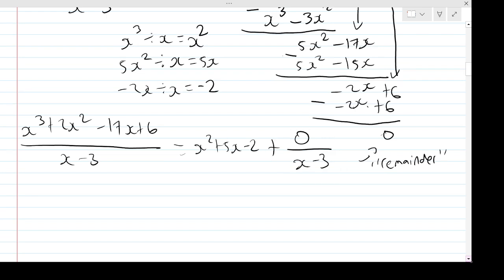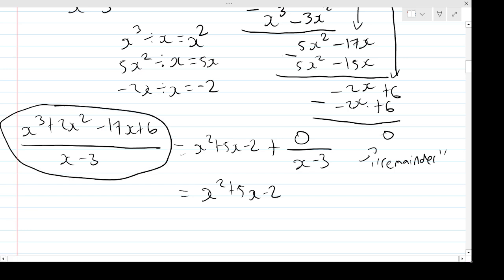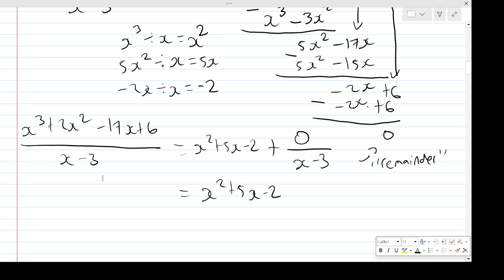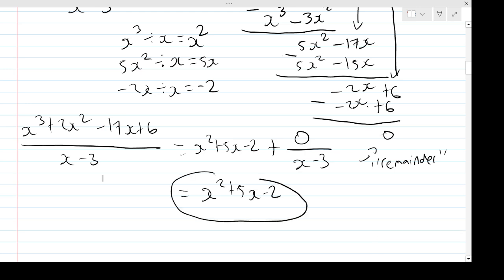So overall, this whole division, this fraction, just goes to x squared plus 5x minus 2. There we are. So that is what this division is doing. It breaks down a polynomial fraction in this way. And this whole fraction is equivalent to x squared plus 5x minus 2, which is a lot simpler to work with.